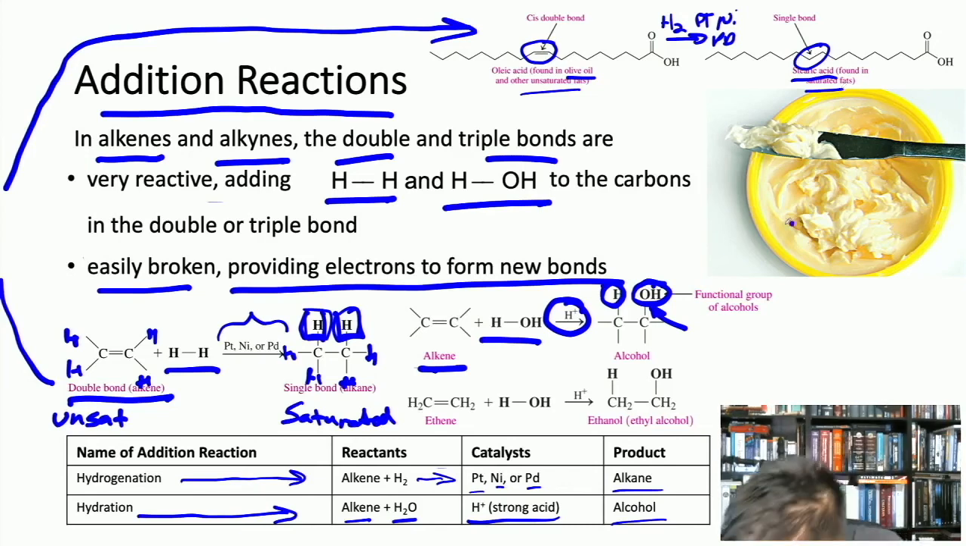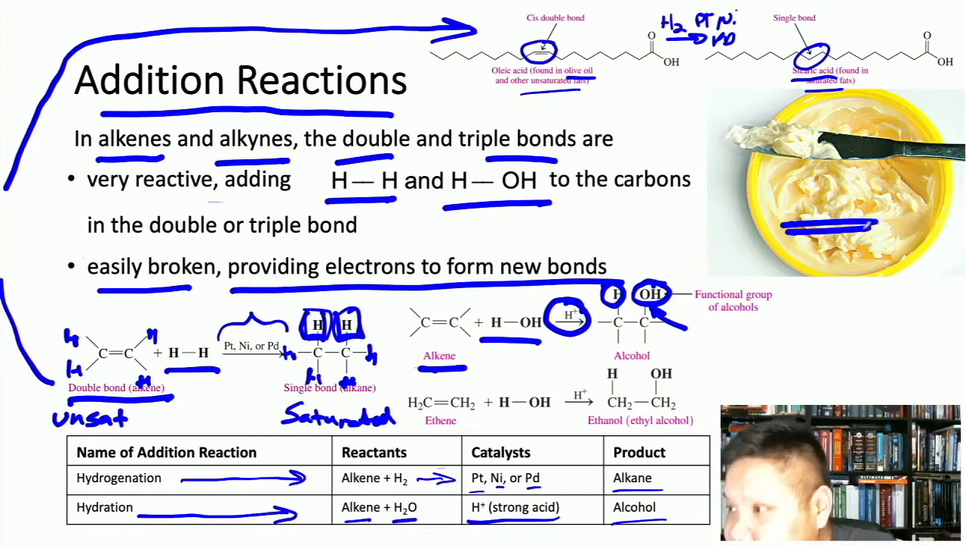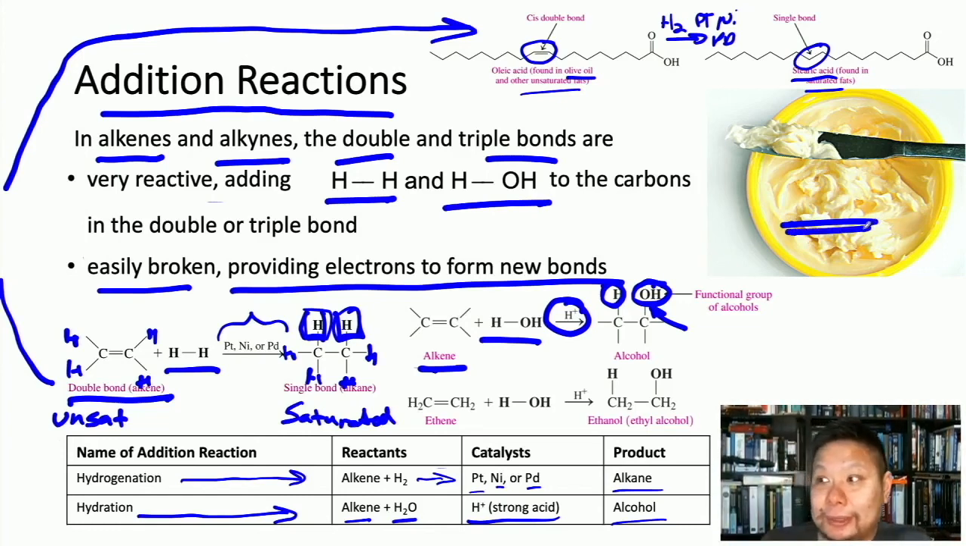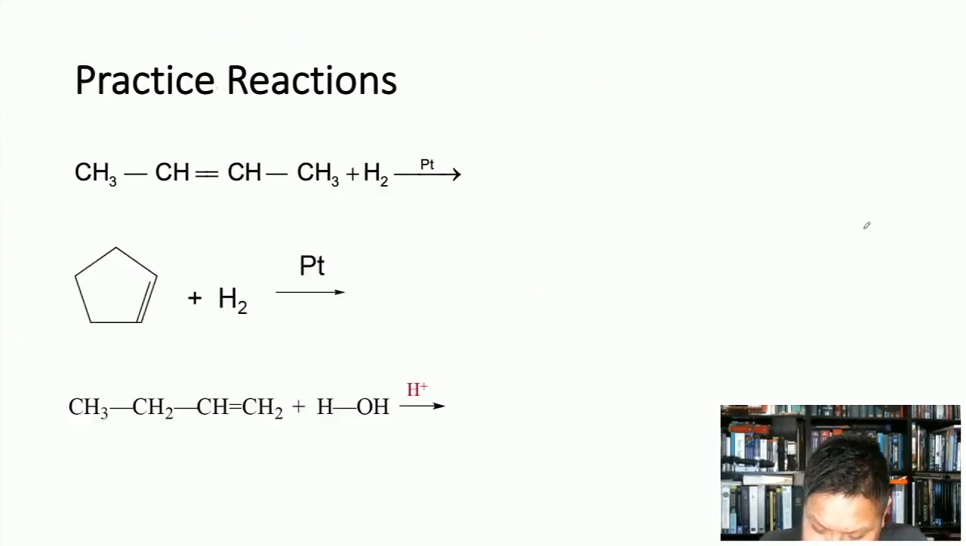That is butter, which is, by the way, a saturated fat and is solid at room temperature, right? Guess what? Unsaturated fats are liquid at room temperature, like olive oil. So let's do some practice reactions here.